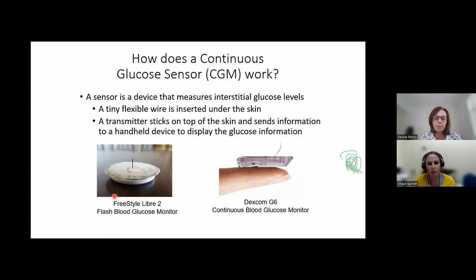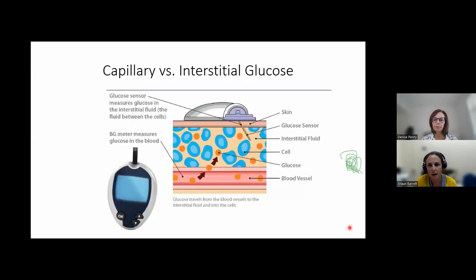Again, the two approved CGMS systems in Canada are the Libre 2 and the Dexcom G6. Medtronic, which is another company, has a sensor as well, but it's used with the pump. So you might not see that as frequently, especially in children that are taking injections. And to be honest, we just don't use the Medtronic in our population as much here in Toronto. And this just gives you a visual of what the electrode looks like.